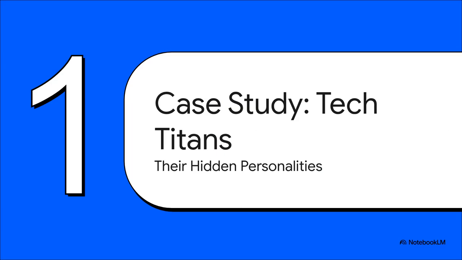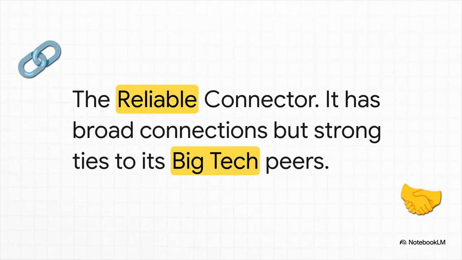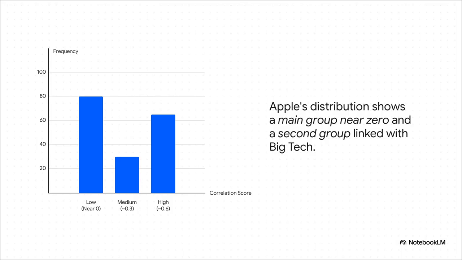All right, enough with the theory. Let's make this real. We're going to dive in and look at the correlation personalities of 3 of the most talked about stocks on the entire planet: Apple, NVIDIA, and Tesla. First up, Apple. Now, you'd probably expect it to move with the market, and yeah, it does. But its personality's a little more complex. It's kind of like a reliable connector with really broad relationships, but it also has a clear allegiance to its fellow tech giants.